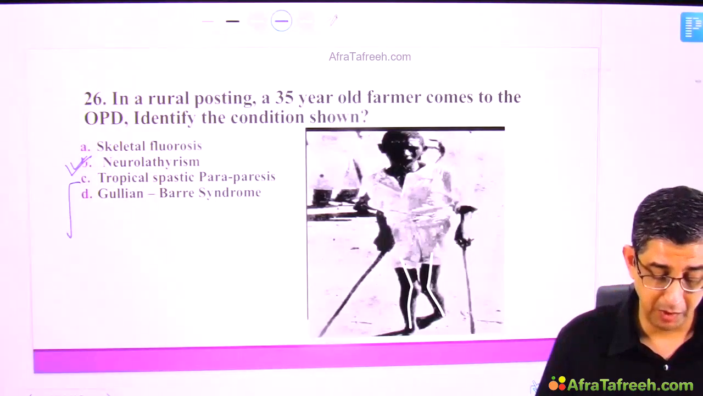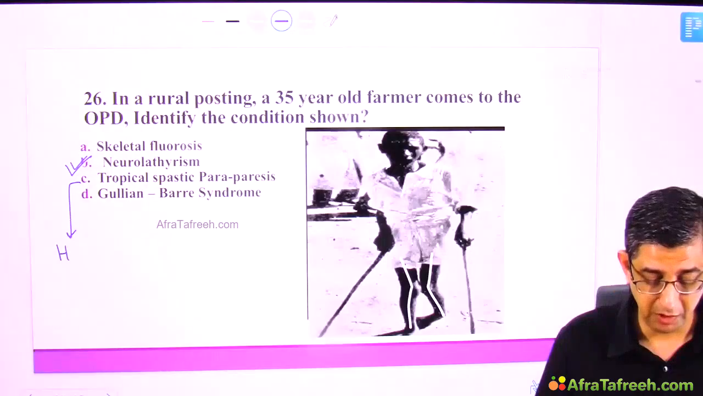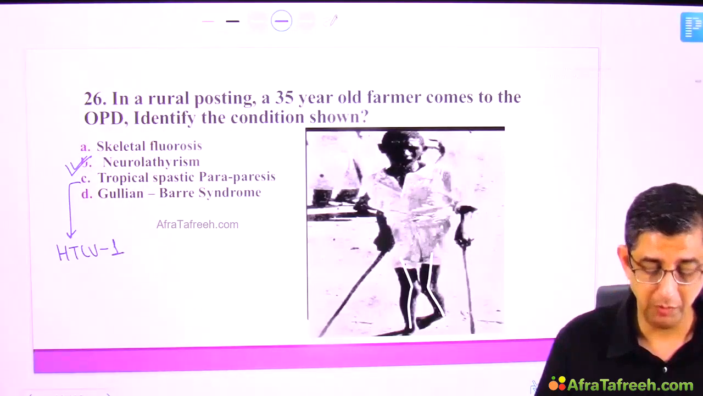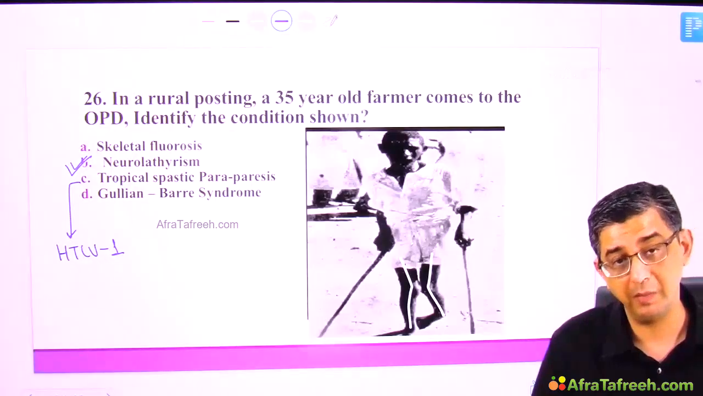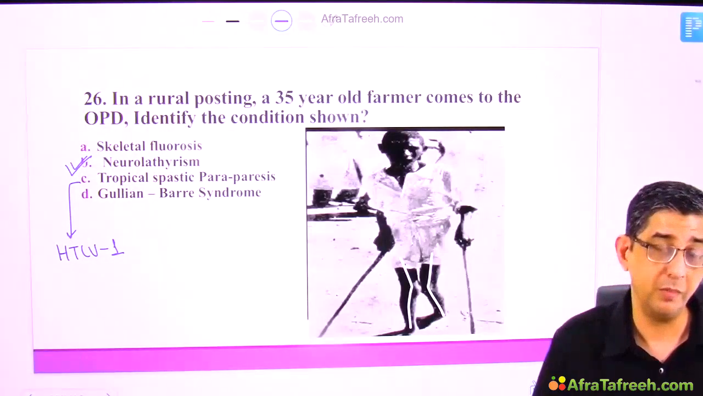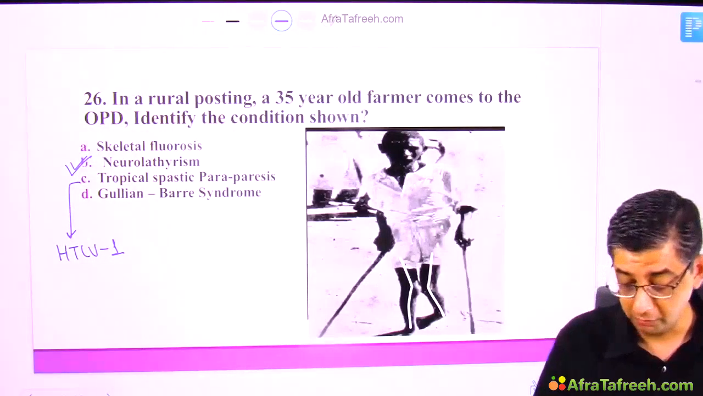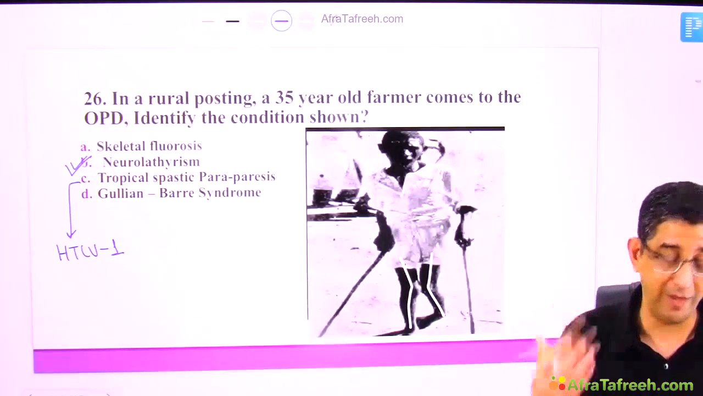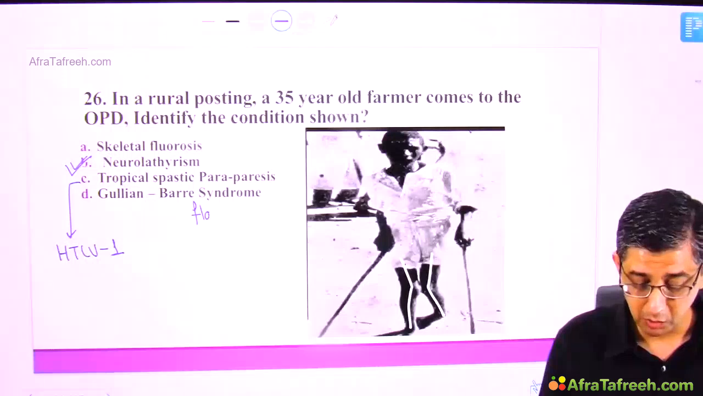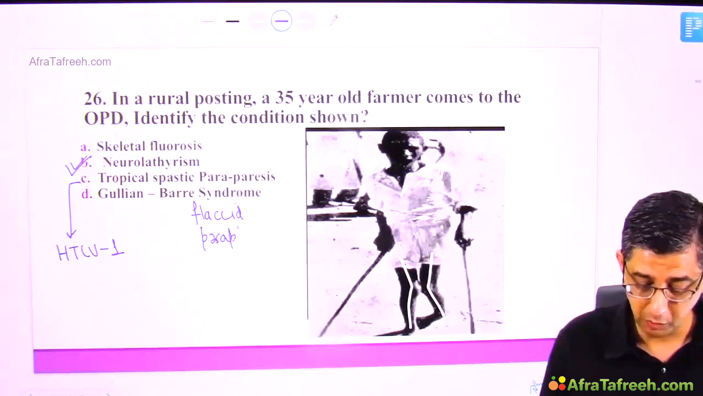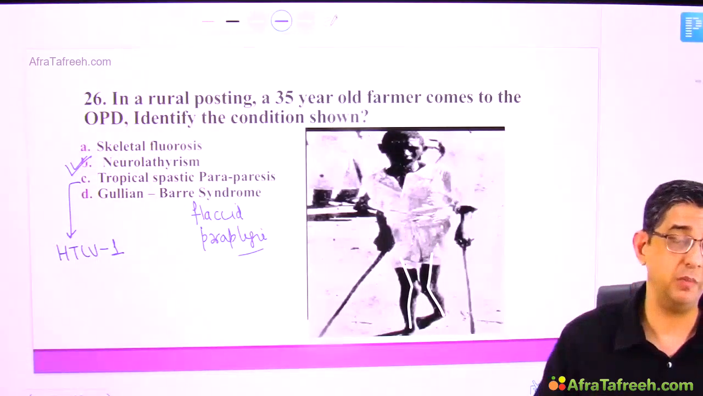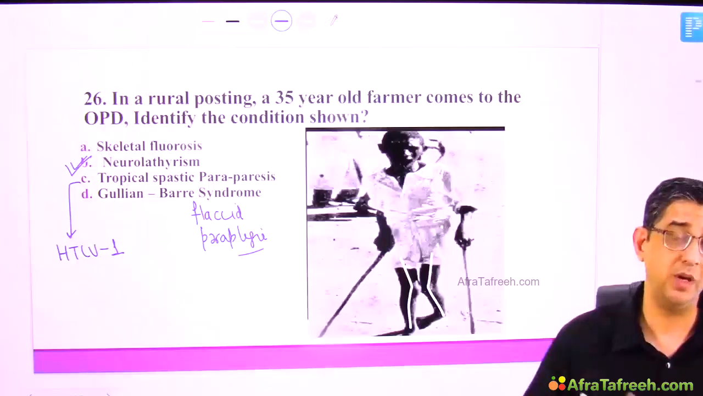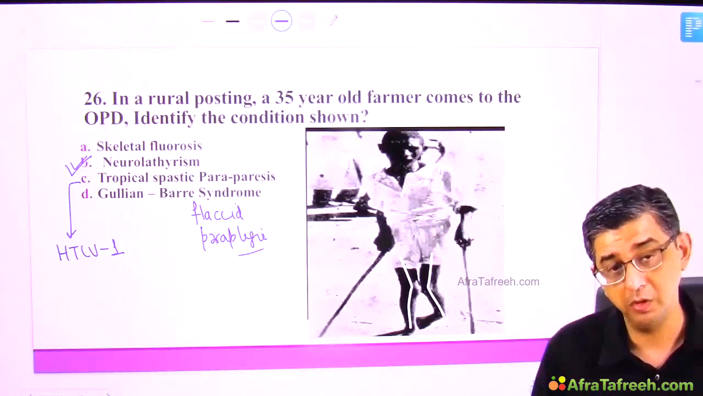Tropical spastic paraparesis would be seen with HTLV-1, and a person will mostly be wheelchair bound because there is paraparesis, and Guillain-Barré syndrome will present anyway, not walking. Guillain-Barré syndrome has flaccid paraplegia, so a person definitely cannot stand, not even with the help of two sticks. Even if you give him crutches, a person may not be able to stand, because truncal paralysis and arm paralysis can also happen in Guillain-Barré syndrome.